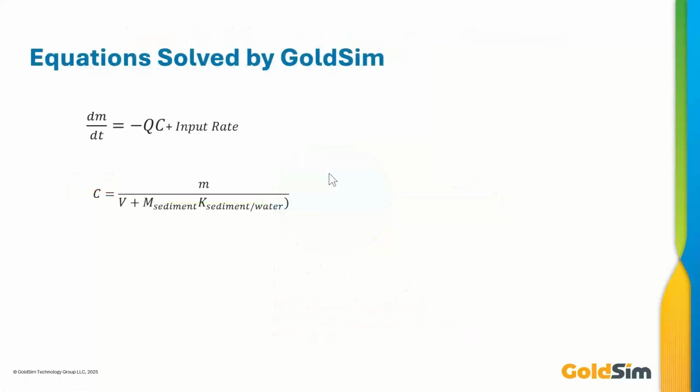But let's look at a model that, oh, by the way, in that model, here's our differential equation. It's the same differential equation. The difference is we're going to calculate concentration in a different way. The concentration is not just M over V, but it turns out it's going to be M over V plus mass of sediment times the partition coefficient. And so that's where we're coming up with the concentration.